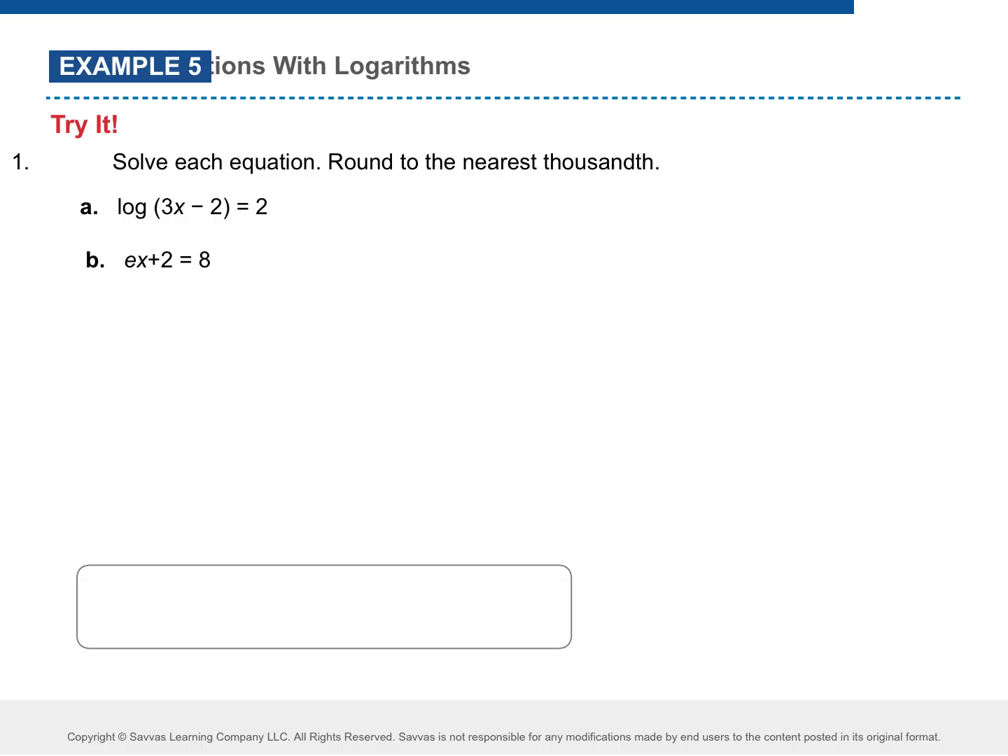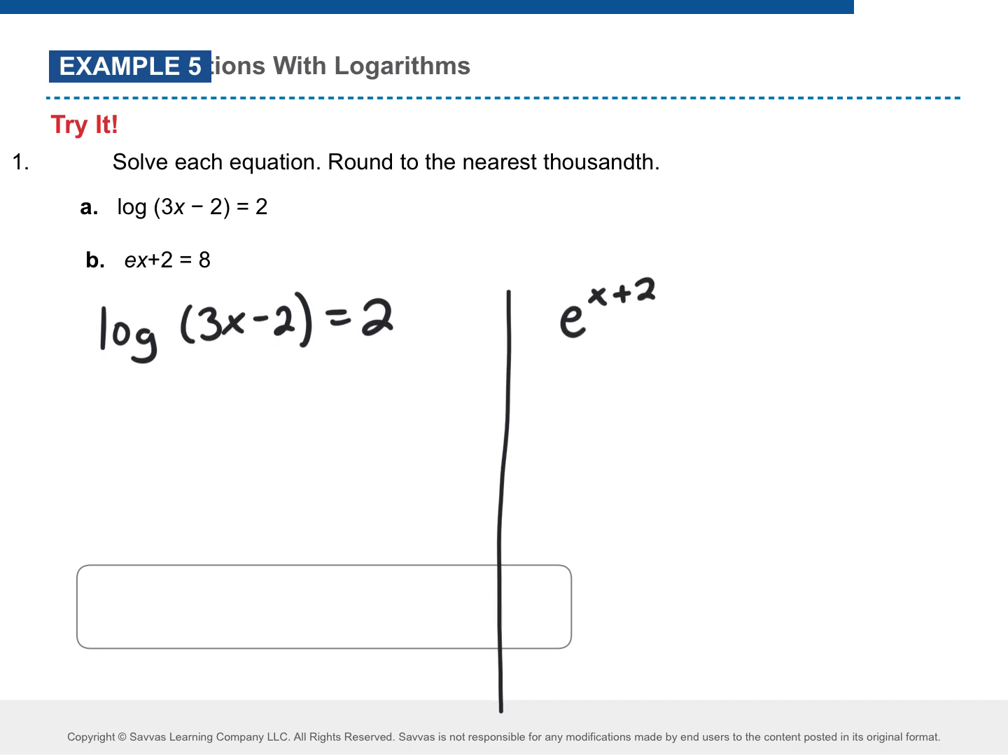Let's go ahead and take a look at your example 5A and B. Now, these do look a little different than the ones that we just saw, but that's okay. That's good to see different examples. So on A, we have log of 3x minus 2 equal to 2. How were we solving logs yesterday? What did we do first?